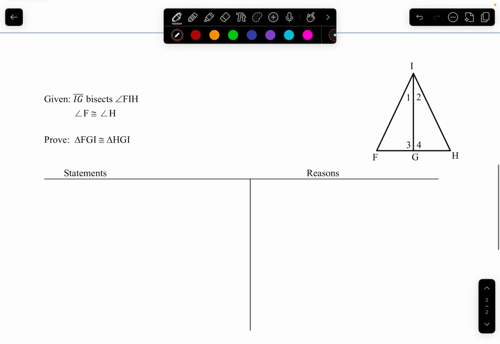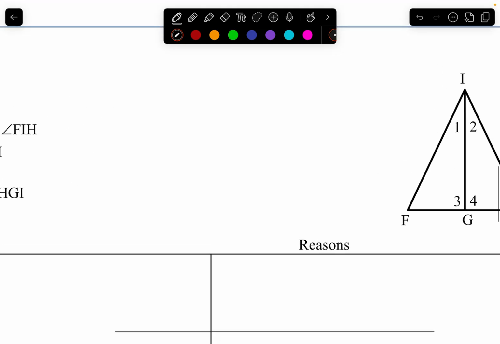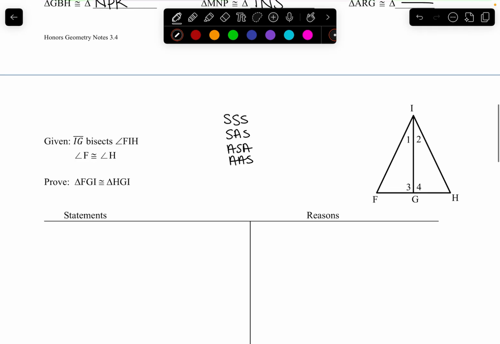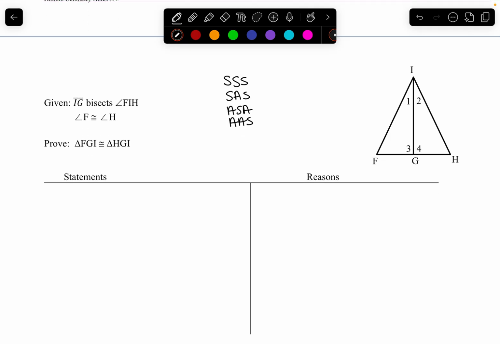All right, we're going to just move on to some proofs. We're going to be able to now use angle side angle and angle angle side as another way to prove congruency. So here are our options: side, side, side; side, angle, side; angle, side, angle; angle, angle, side. Those are our four options here, okay? So we're going to always start with our given information. That's always where we start.